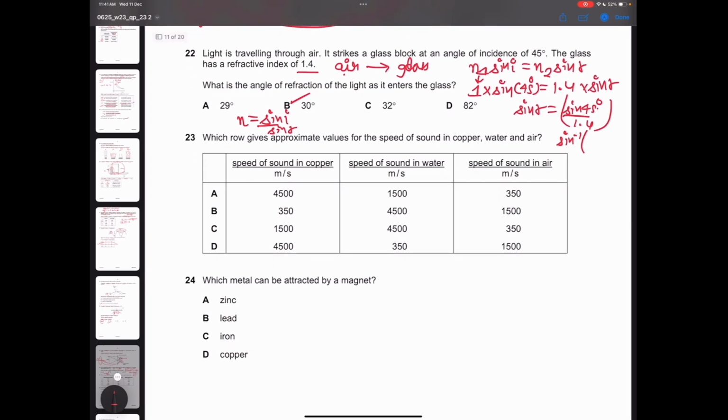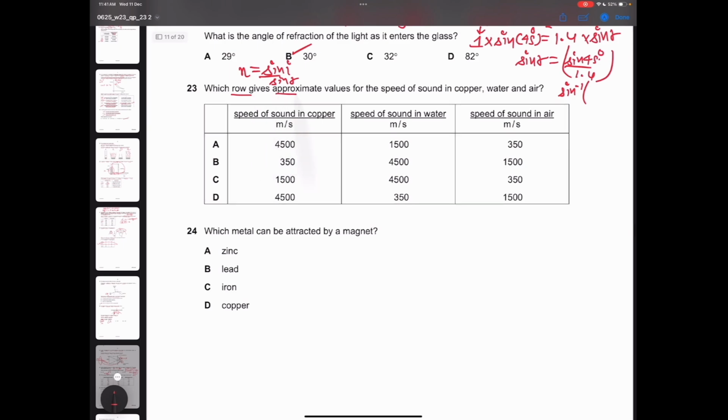Now, which row gives approximate values for the speed of sound? In metals, the sound is nearly 5000, in liquid water nearly 1500, and in air 340. So 4500, 1500, 350. Answer is A.